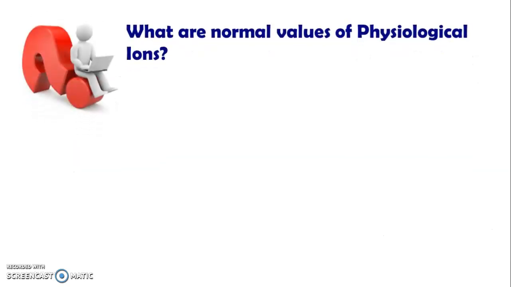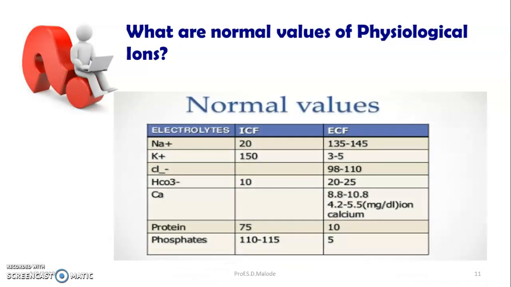So what are the normal values of the physiological ions? So let's see. The normal values of different electrolytes in different compartments. Sodium in intracellular fluid accounts for 20 milliequivalents, while in extracellular fluid, it is a major extracellular electrolyte. The concentration is 135 to 145.